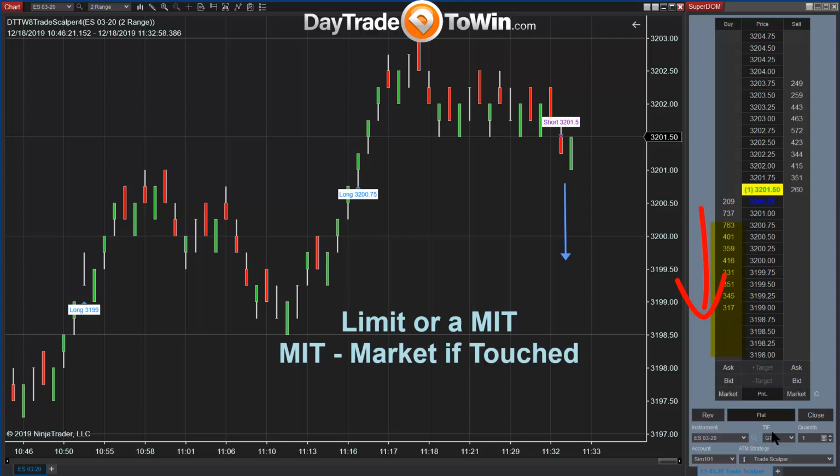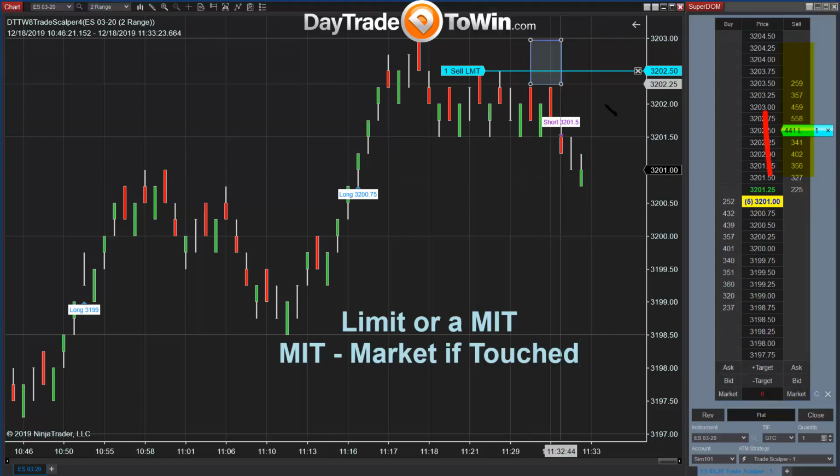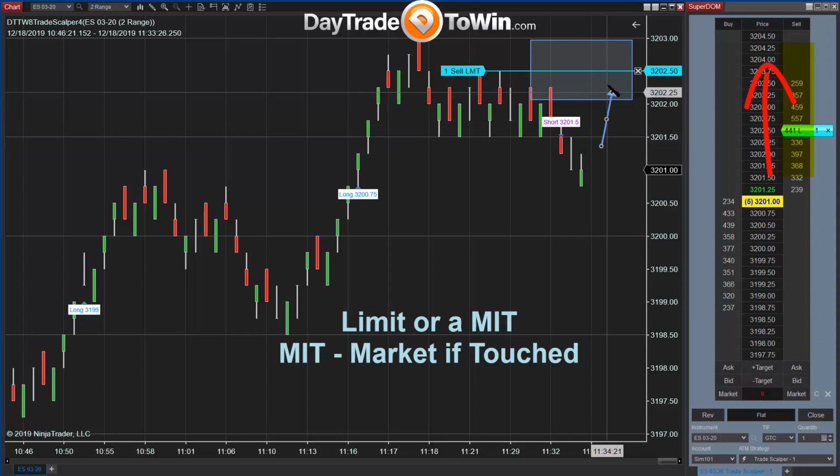So a limit order or a market if touched order can only be placed below where the current price is trading. And the same thing is true if I was going to be a seller. There was a sell signal right here for the trade scalper. If I was going to be a seller, I would use a limit order, which is here, anything above where the current market is trading in order to retrace back up to it. What I'm saying is I want this specific price or a better price or nothing. If I can't get this price, don't fill me.